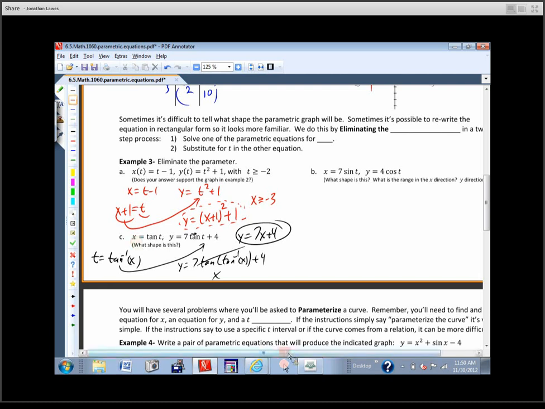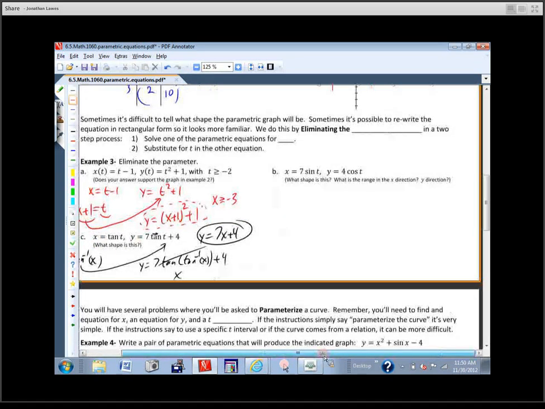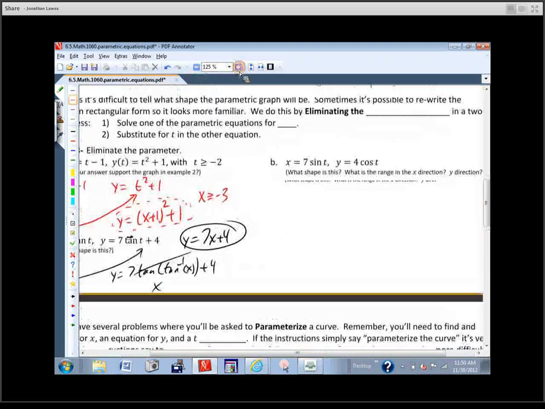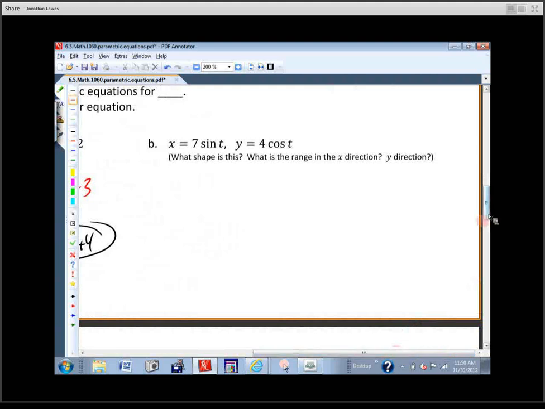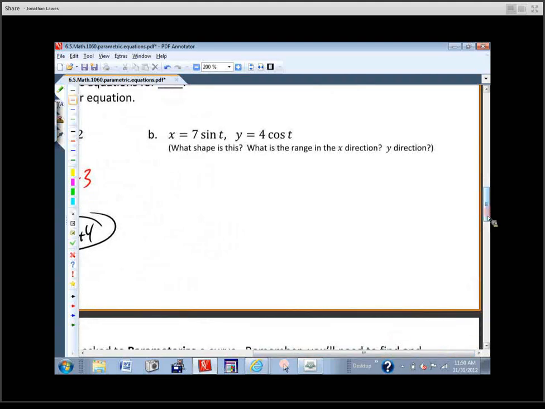Okay, any questions there? Okay, let's take a look at the next one. Okay, so on this problem right here, again, we want to eliminate the parameter.